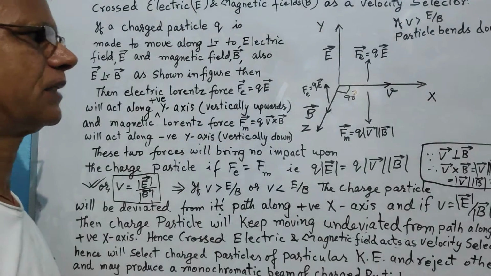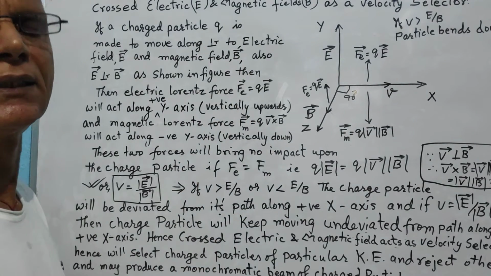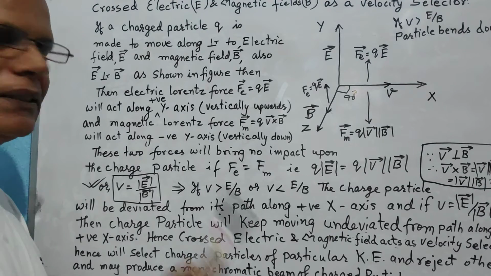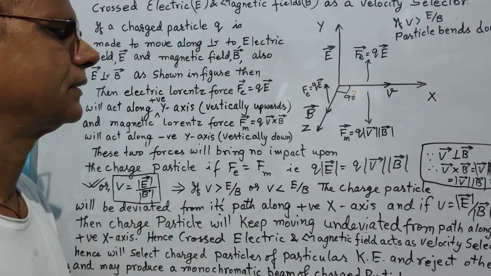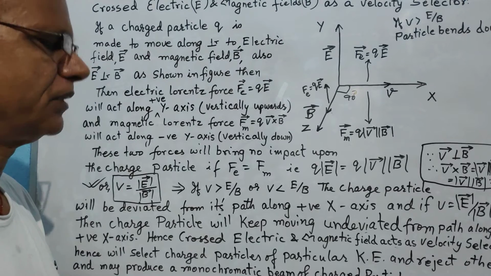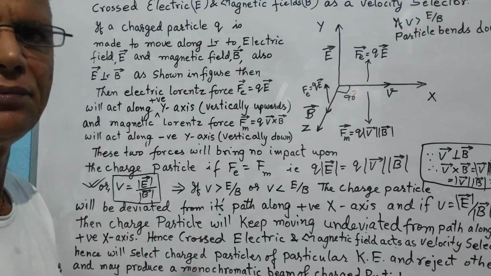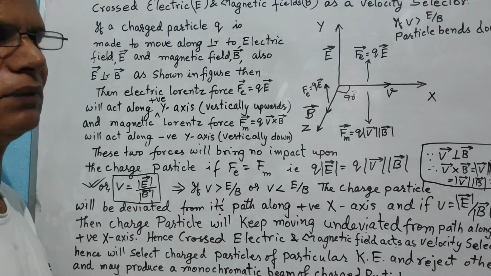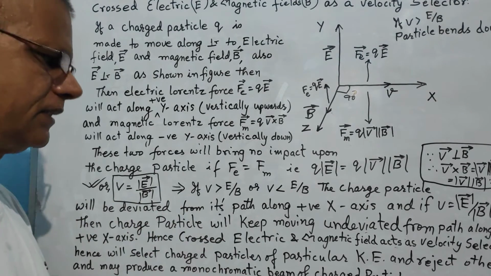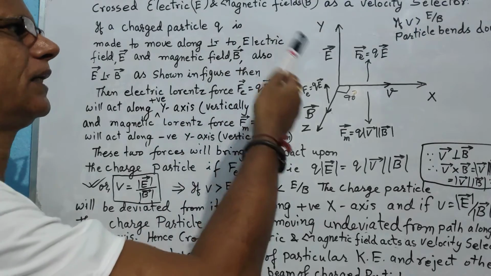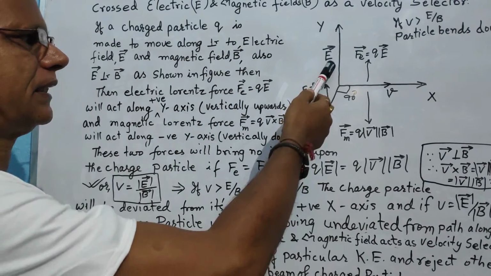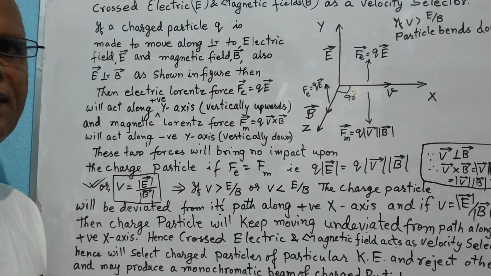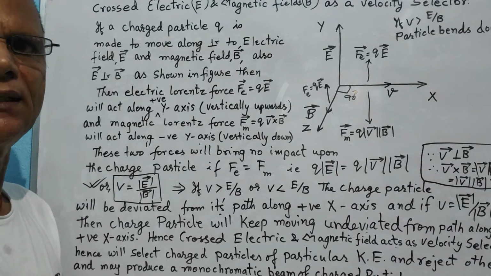And since each charged particle is of the same nature, their masses are the same, so all the charged particles will have the same kinetic energy, and that means we will be able to create a monochromatic beam of charged particles, meaning having the same kinetic energy, by use of two crossed fields, electric field and magnetic field. This has many experimental applications you shall learn in senior classes.